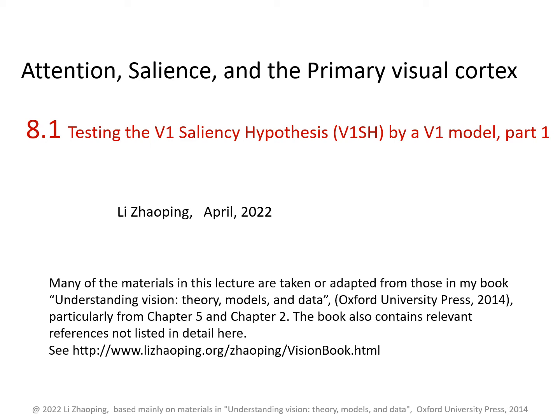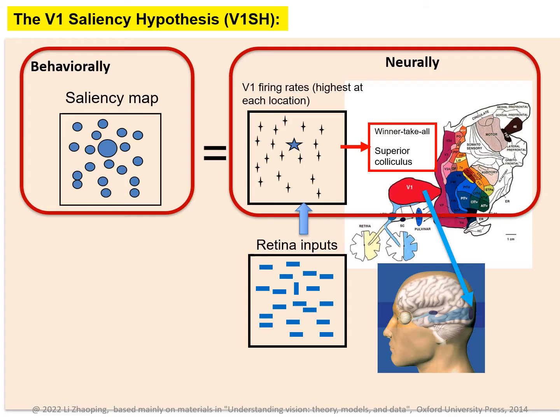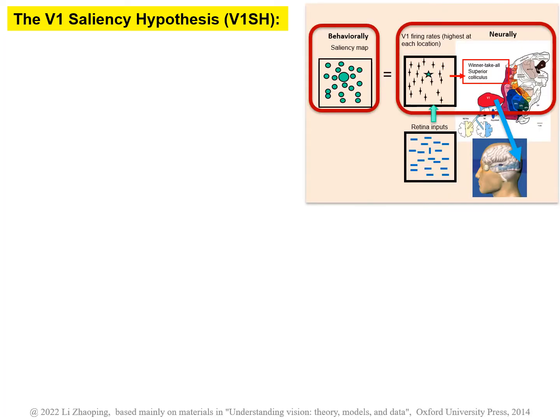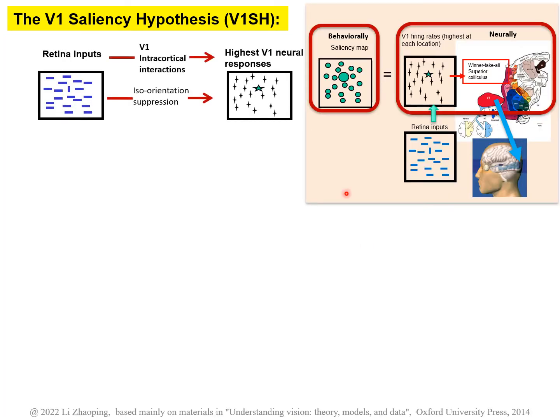Testing the V1 saliency hypothesis by a V1 model, Part 1. This hypothesis has received strong support by having its prediction of an unknown but strong saliency effect by an ocular singleton confirmed experimentally. It is also easy and intuitive to see that isofeature suppression in V1 can explain the strong saliency effect by a unique feature singleton in a homogeneously featured background.